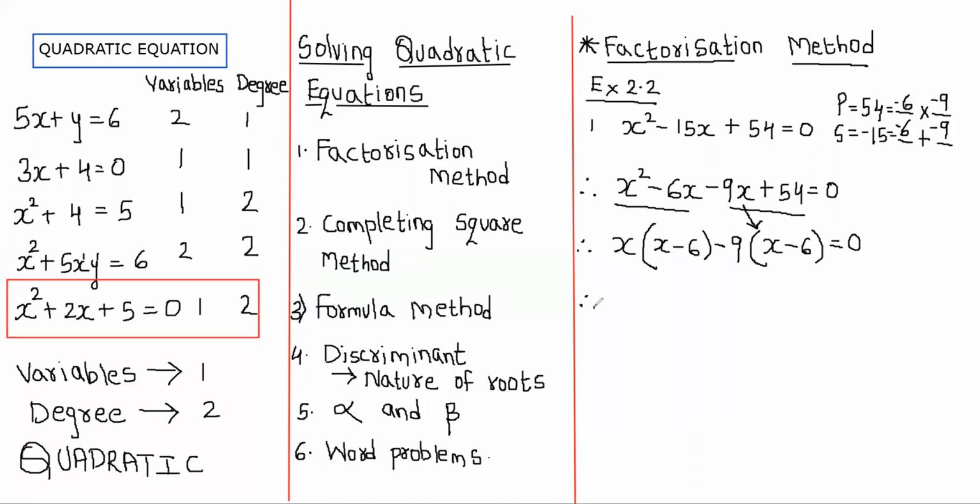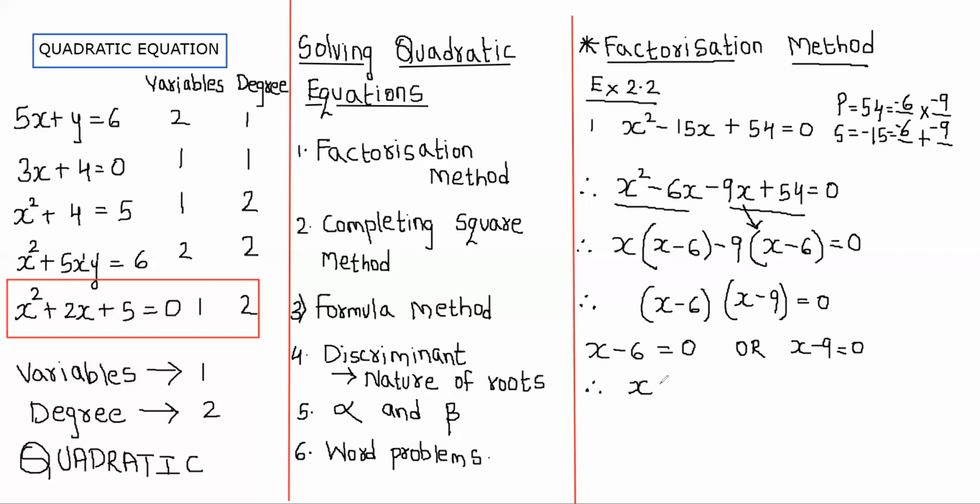Now next step, common bracket. Common bracket x minus 6. Next bracket x minus 9 equal to 0. We got bracket into bracket equal to 0. Then we will write either the first bracket is 0 or the second bracket is 0. Why do we write this? Because we get something into something as 0. Whenever two numbers are getting multiplied and the answer is 0, then out of those two numbers, one number should definitely be 0. Otherwise, we will never get 0. So we are assuming either the first term is 0 or the second term is 0.